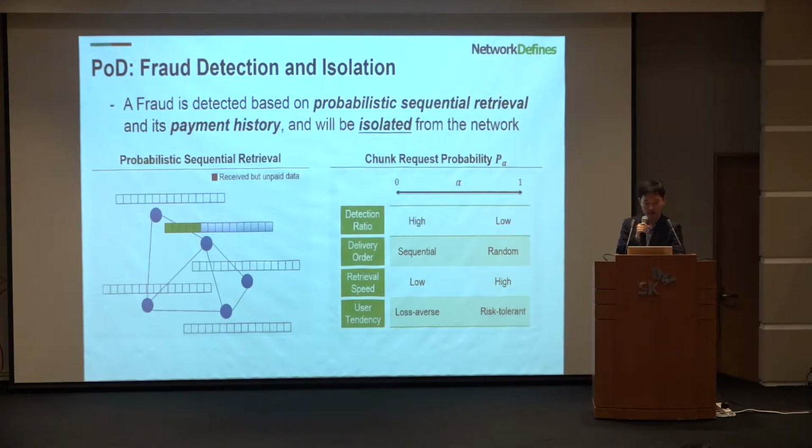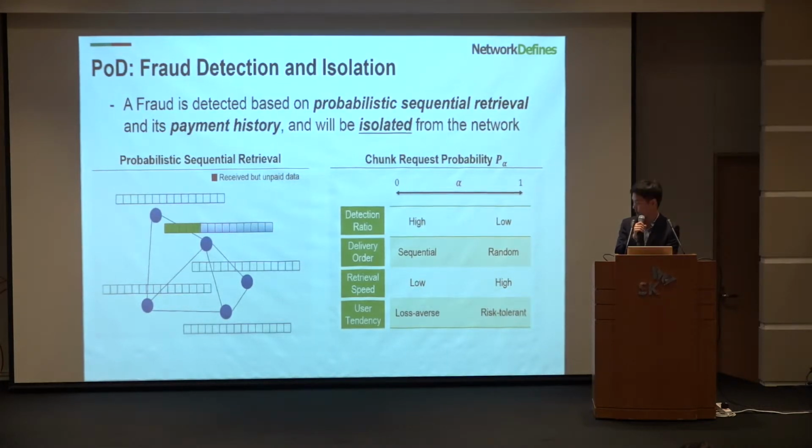And the other one is fraud detection and isolation. A fraud, which means a receiver does not compensate a sender, is detected based on probabilistic sequential retrieval and its payment history. And the fraud will be isolated from the network, which means the fraud will not be able to receive any more data from the network, not only from the sender, but also from the other peers.